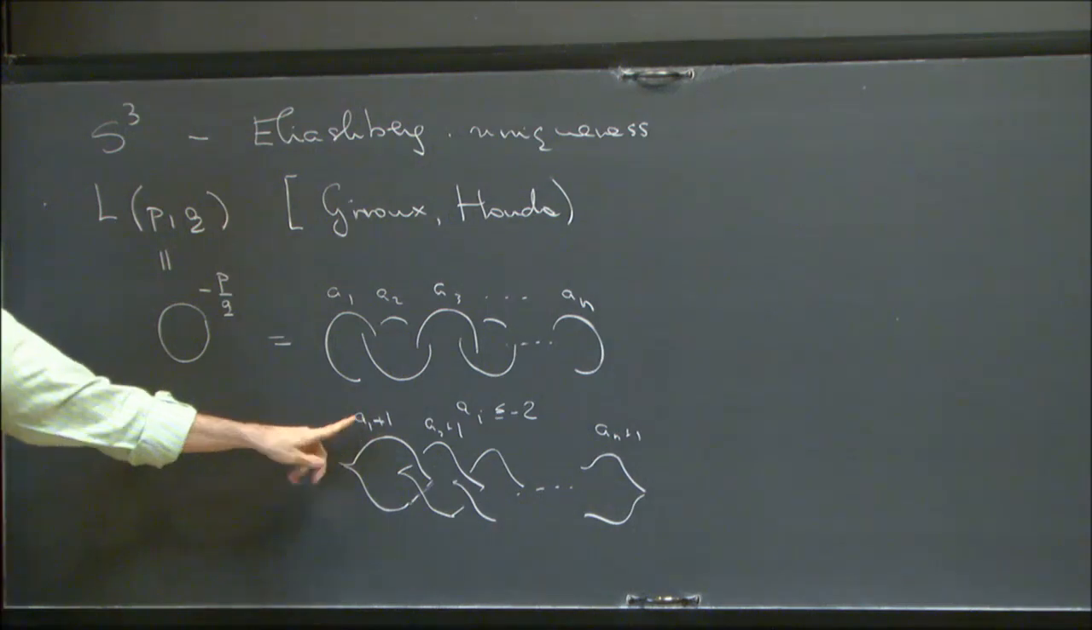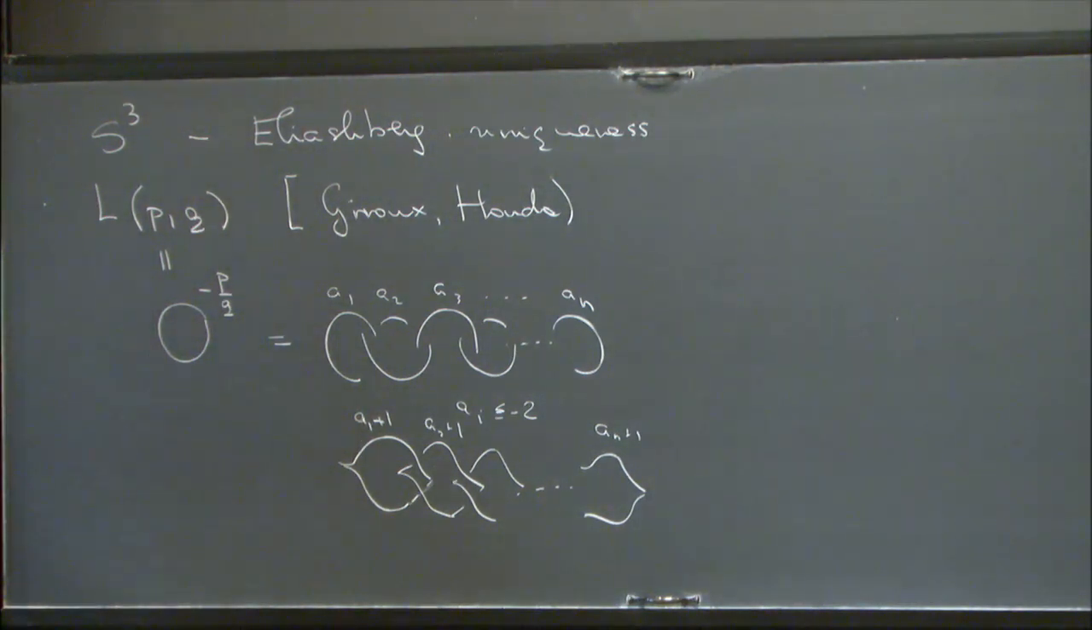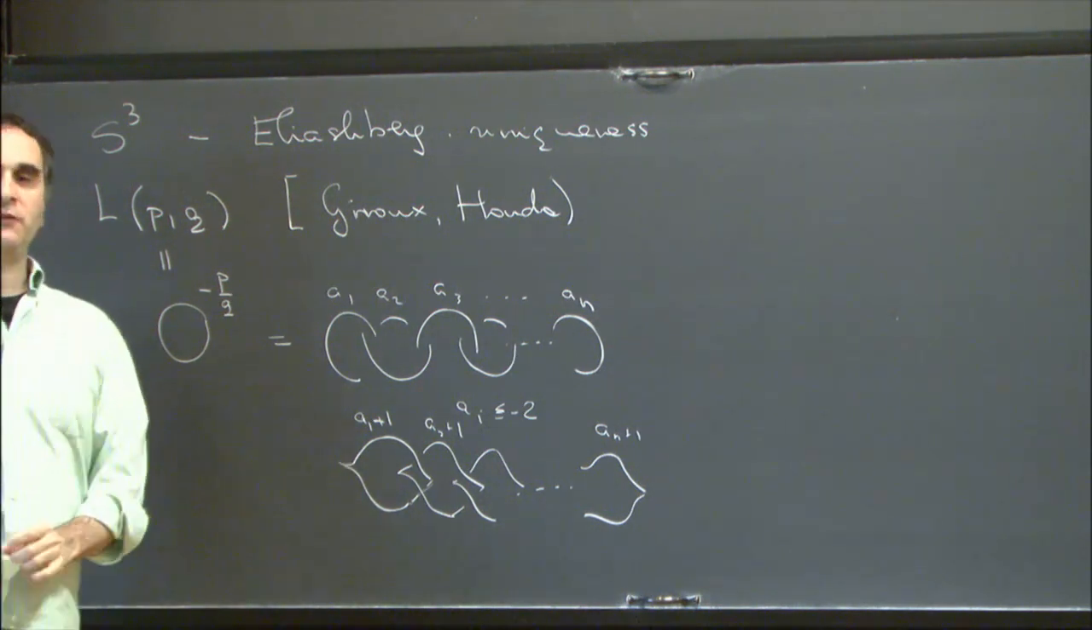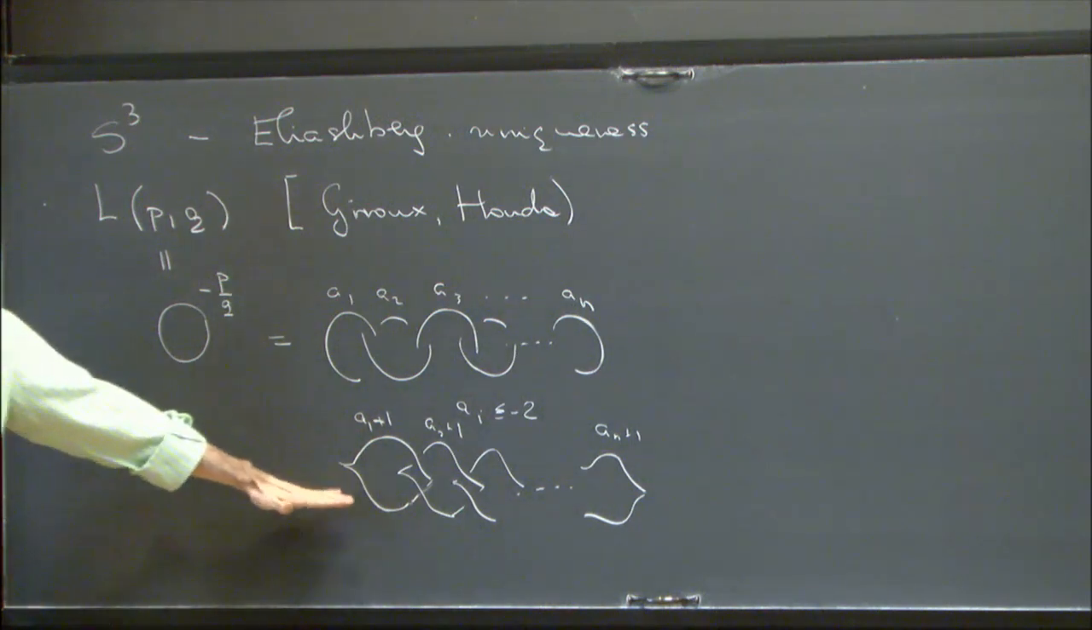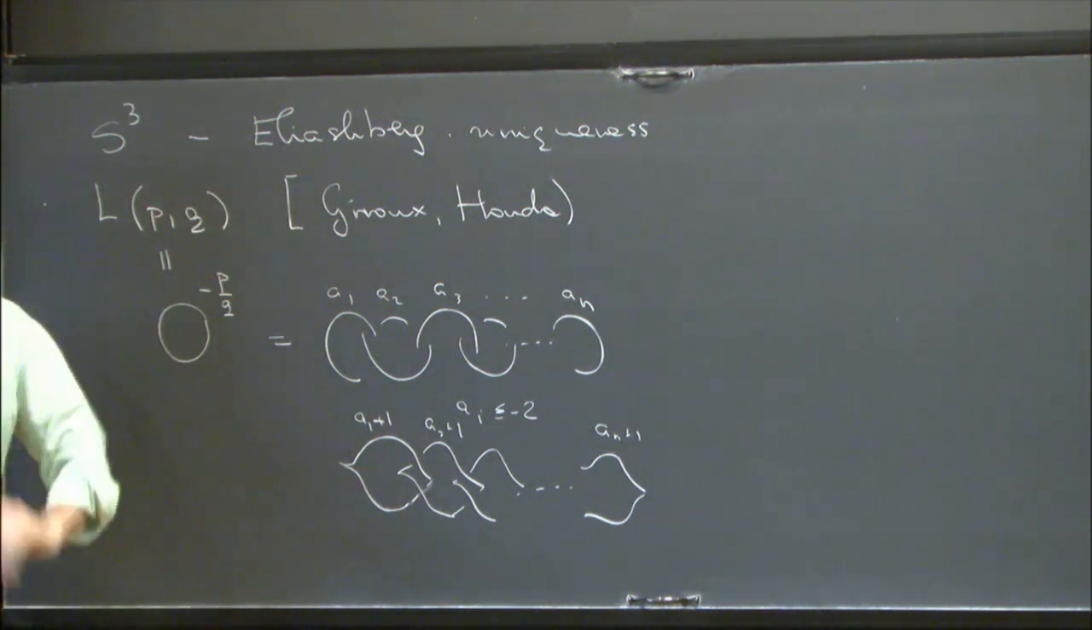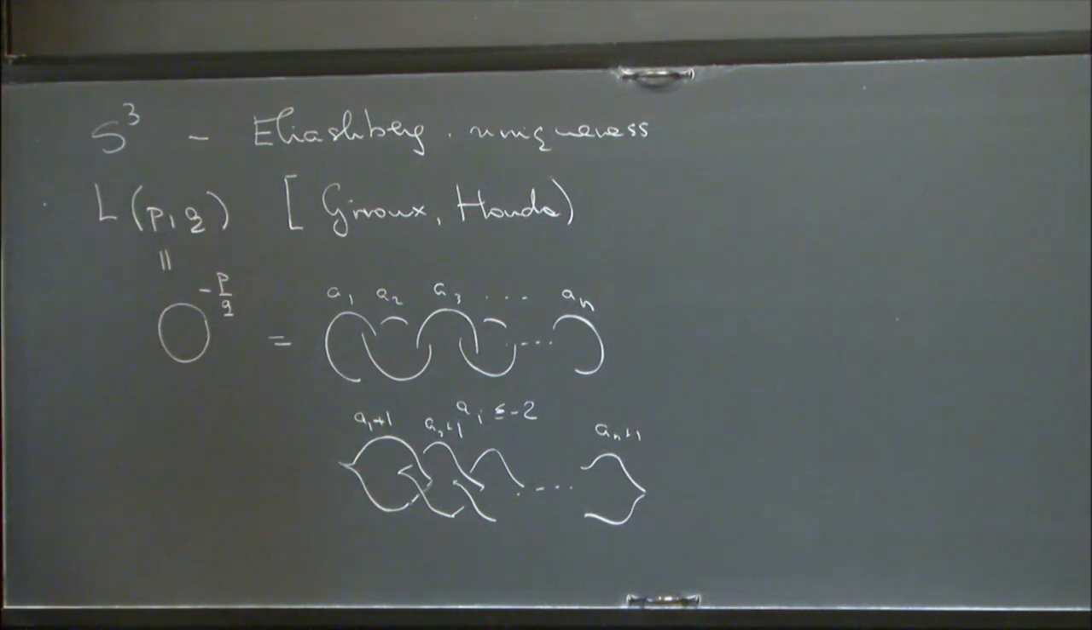Remember, these are all negative numbers. So in absolute value, you sort of make it smaller. And to make things more convenient, we would like to come up with links where we only do plus or minus 1 surgeries.